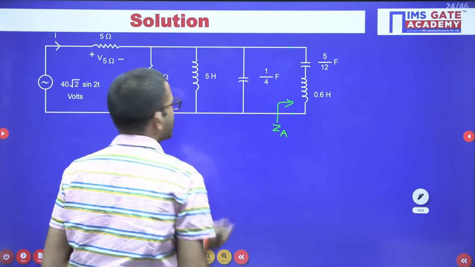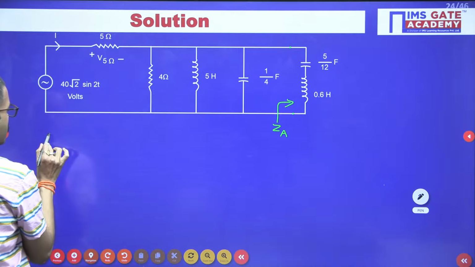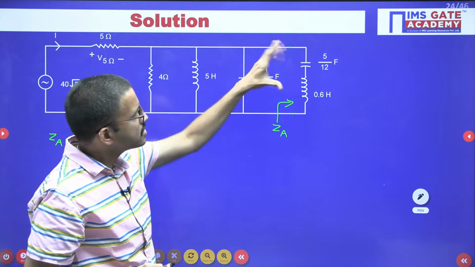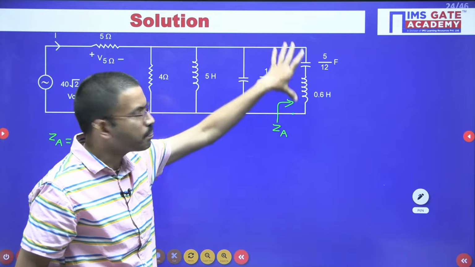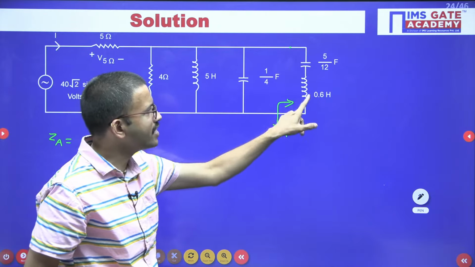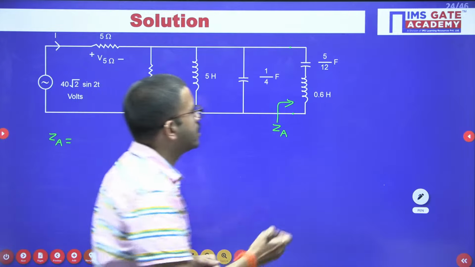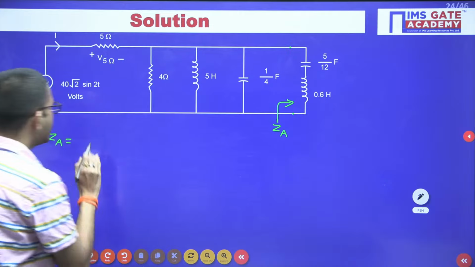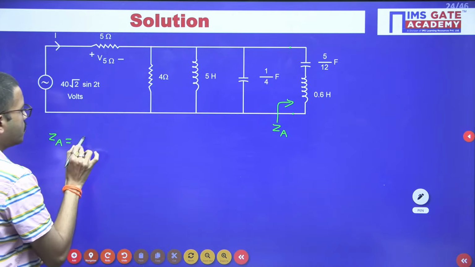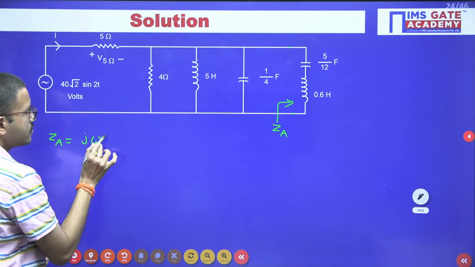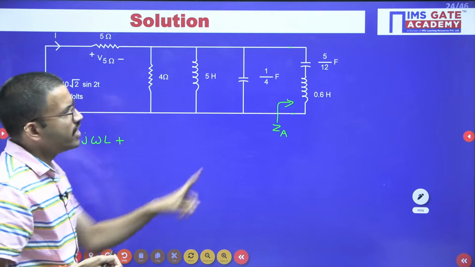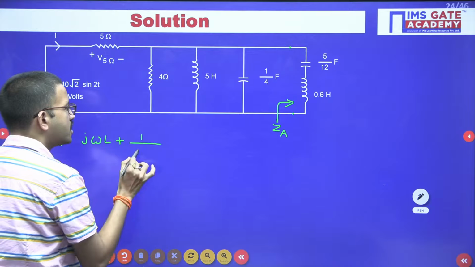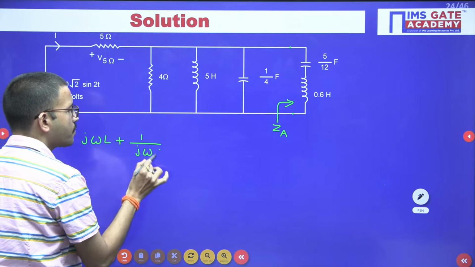First of all, I am going to find the equivalent impedance across this particular branch. In this branch you are having an inductor and a capacitor. I hope all of you know, whenever you are having an inductor, the respective impedance is nothing but J omega L. Similarly, whenever you are having a capacitor, the corresponding impedance is nothing but 1 by J omega C.